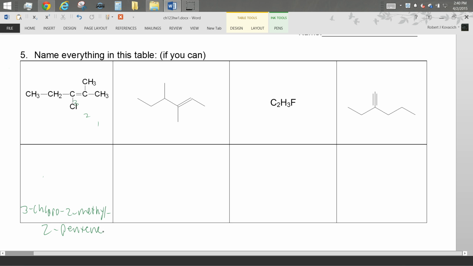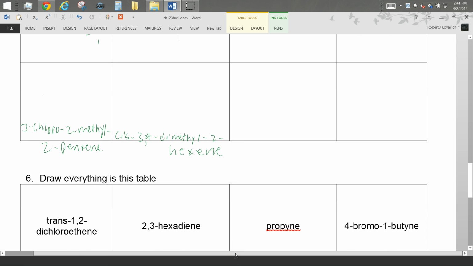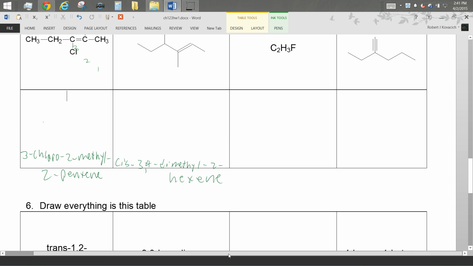1, 2, 3. 1, 2, 3, 4, 5, 6. So cis. 3,4-dimethylhexane. No. 2-hexene. That one work?